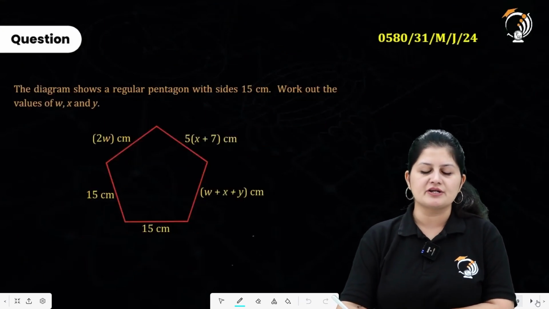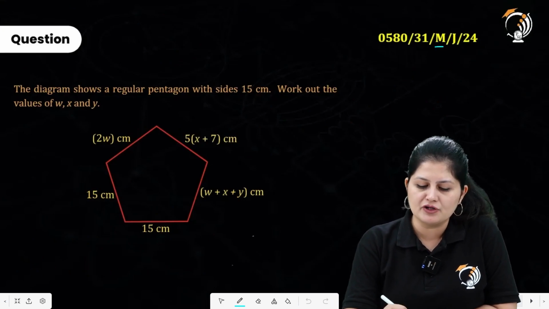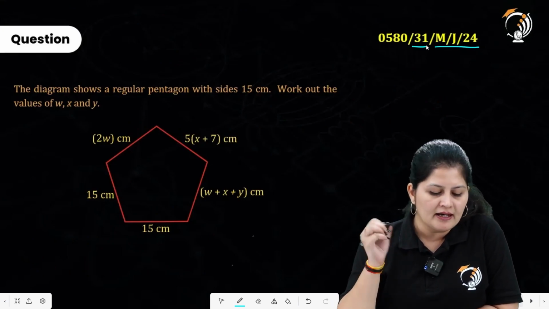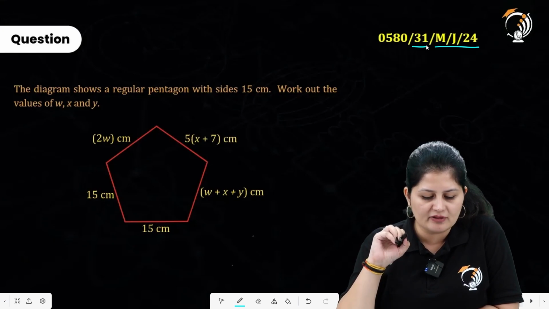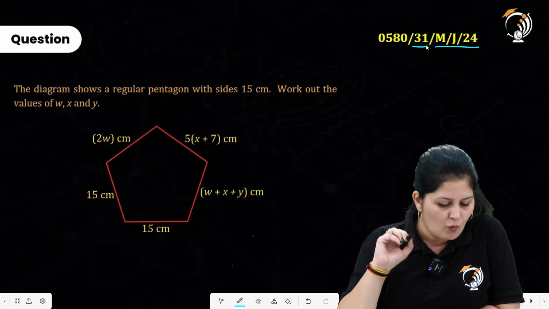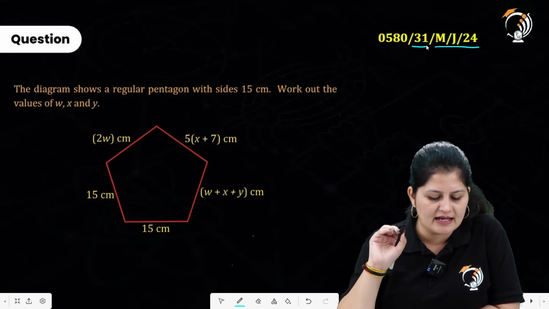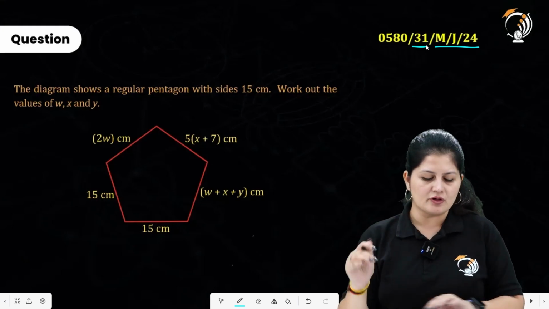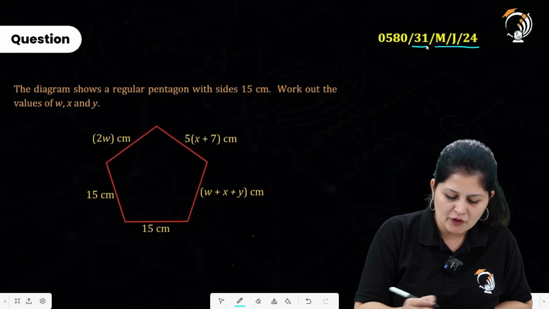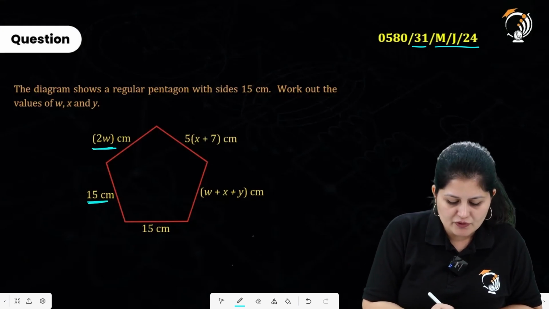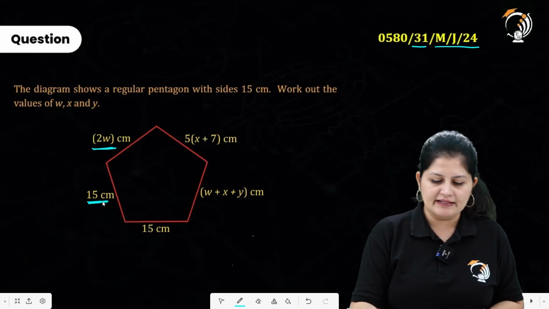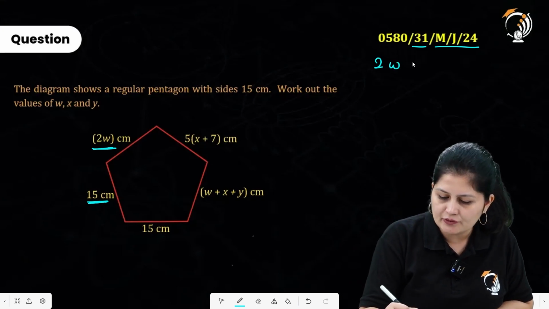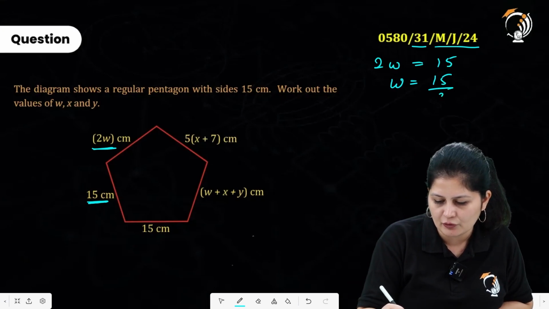Moving forward to the next question, which is a question from the paper of May June 24 from the variant 3-1. The diagram shows a regular pentagon with sides 15 centimeter. Work out the values of w, x and y. So we know that it is a regular pentagon, so clearly all the sides are going to be equal. So simply can we say that 2w is going to be equal to 15? Yes. So twice of w is equal to 15. We are going to get the value of w as 15 over 2, which is 7.5 centimeter.